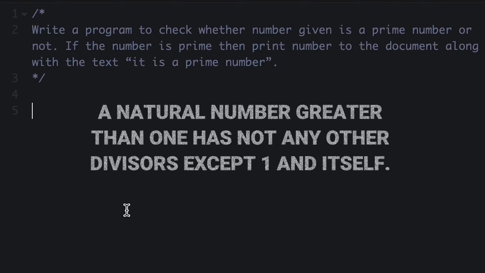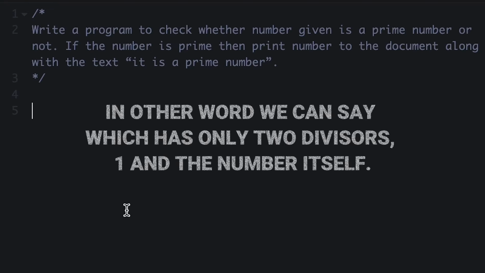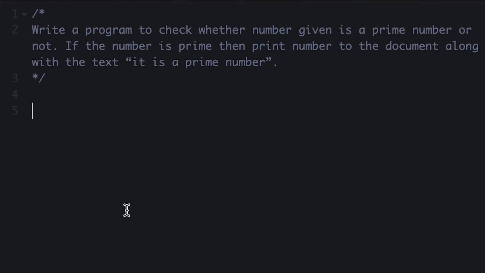First of all, what is a prime number? A natural number greater than 1 that does not have any other divisors except 1 and itself. In other words, we can say it has only two divisors, 1 and the number itself. For example, 5 is a prime number and cannot be divided by anything other than 1 or itself.